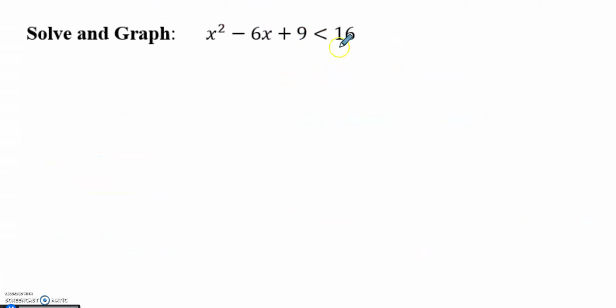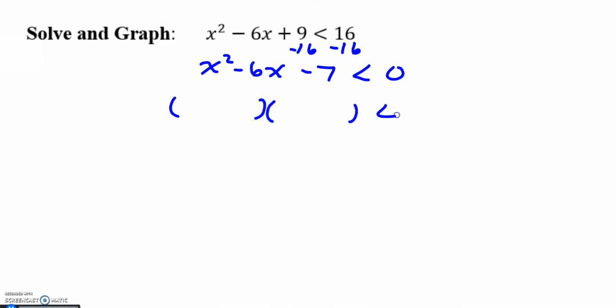So this next example is not equal to 0 in any way, and it's x squared. So let's first move the 16 over and get x squared minus 6x minus 7 is less than 0. Just like the last example, I continue to factor this to get my critical numbers. 7 times 1 gets me 7, and -7 plus 1 gets me the -6, which means that my critical numbers are x is 7 and -1 from here.